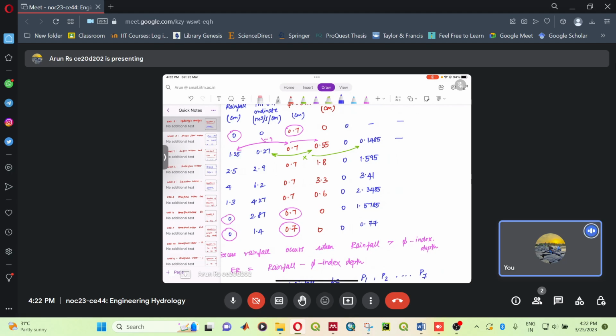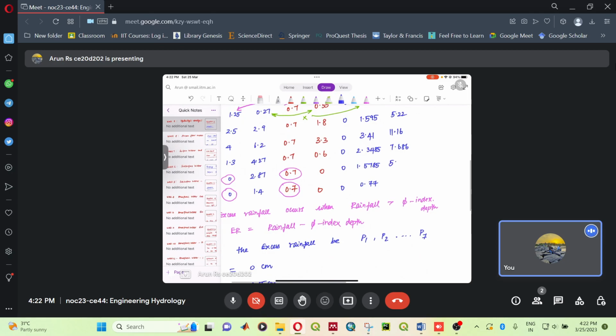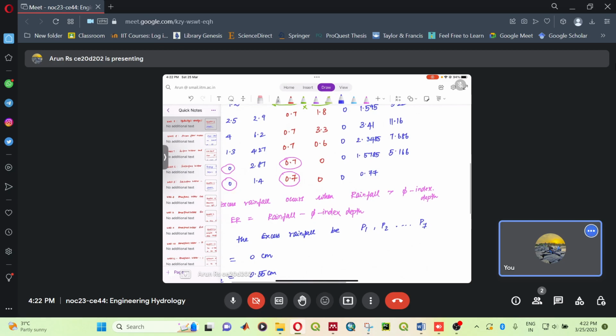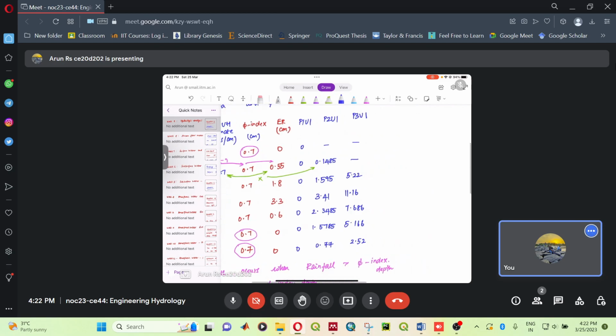So here we are multiplying with the coordinates, so this will be 5.22, 11.16, 7.686, 5.66, 2.5. So similarly we need to go for P4 U1.